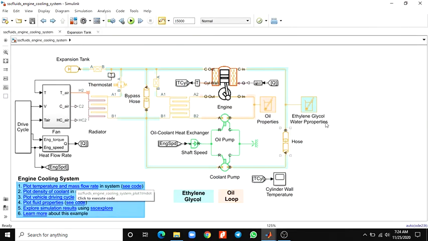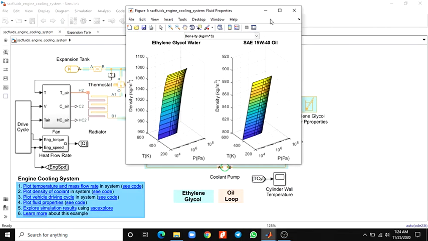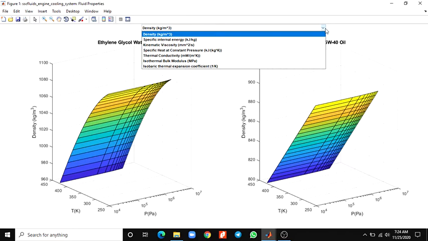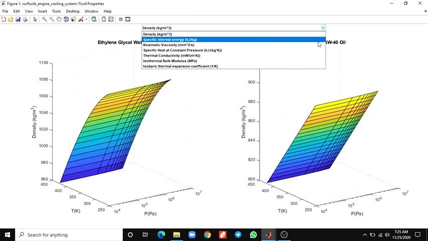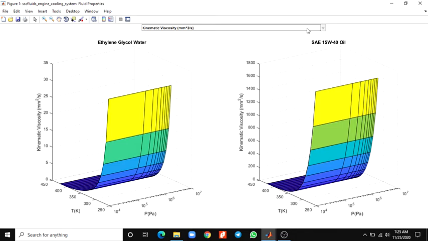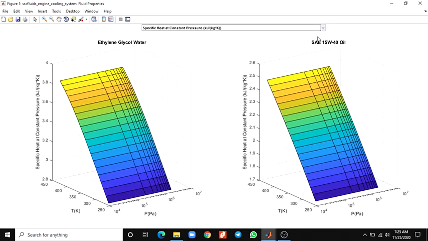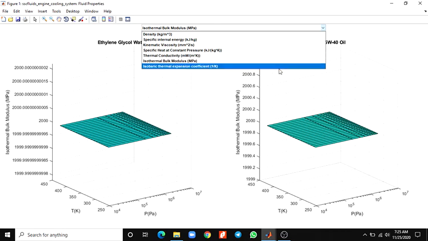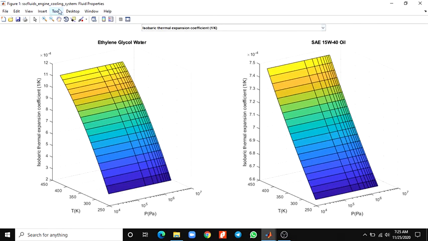Also, we can analyze fluid properties. Here the two types of fluids involved in this coolant system are ethylene glycol water and SAE 15W40 oil. As a function of pressure and temperature, you can see the fluid properties. Here also some more options are available to measure the density, specific internal energy, kinematic viscosity, specific heat at constant pressure, thermal conductivity, isothermal bulk modulus, and isobaric thermal expansion coefficient. In this manner, we can see them.